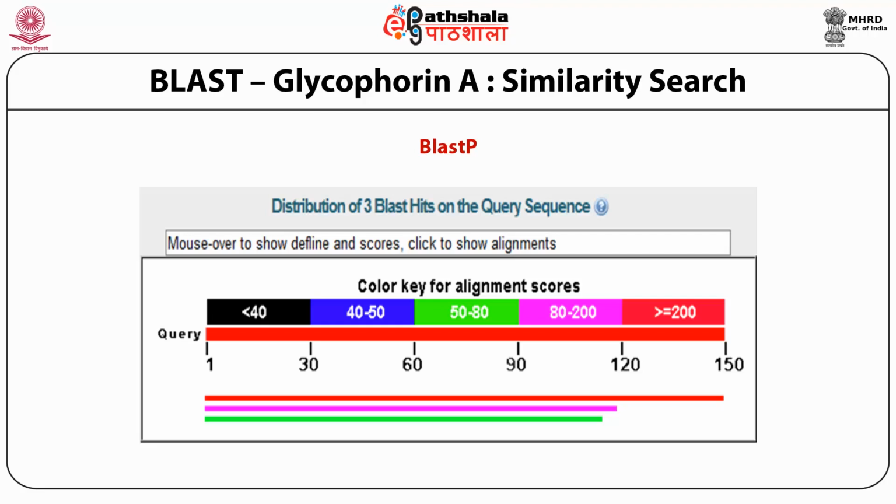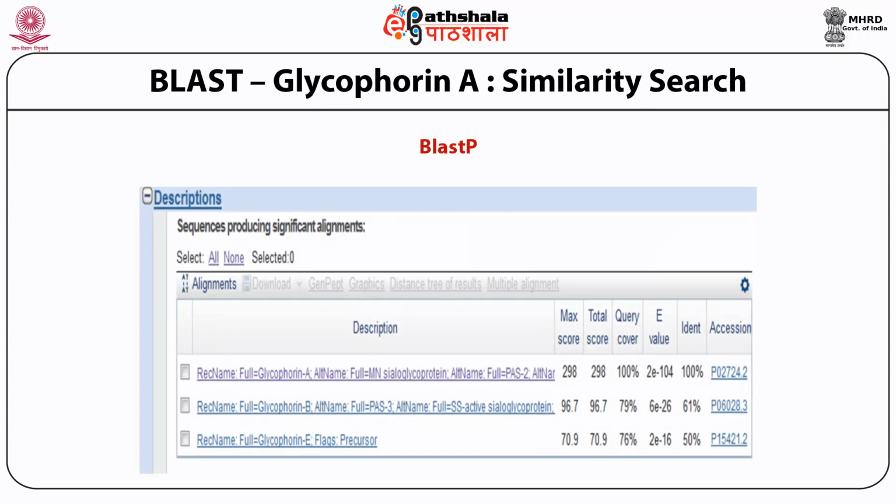For now, scroll down the results page to reach the description section. The description section presents an ordered list of the matches according to the scores and e-values, with the best hit listed on the top.